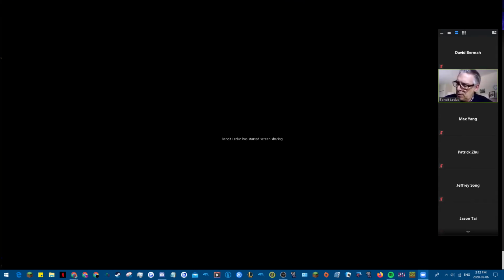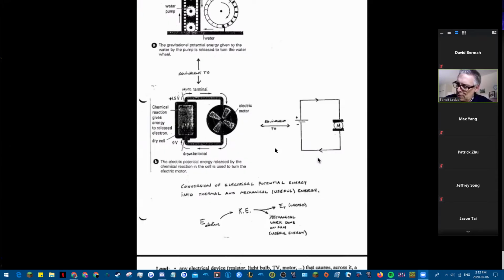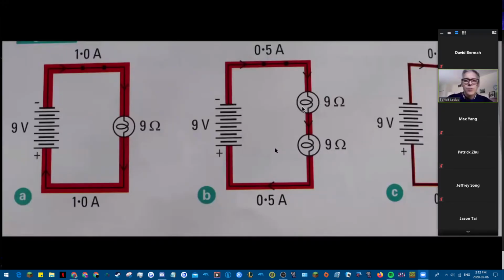All right, so a series circuit, there we go. So a series circuit here, if this one burns out, well, the other one is not going to work, right? It's like opening a circuit. So that's a characteristic here of a series circuit.